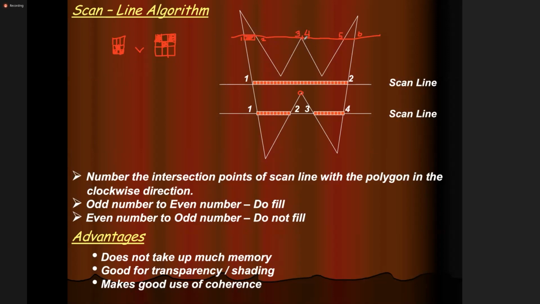Even to odd, do not fill. Odd to even, fill. That means only filling this part. Even to odd, do not fill. And odd to even, fill. That is how the scan line algorithm works. But there is an additional part coming from the parity fill algorithm. We are checking whether the boundary is a corner or not. Let's see how it works for this one also.